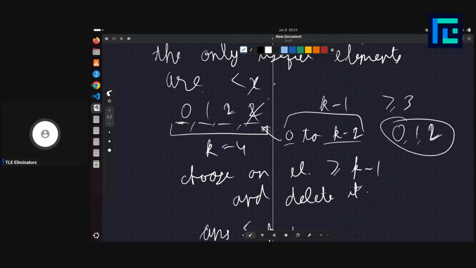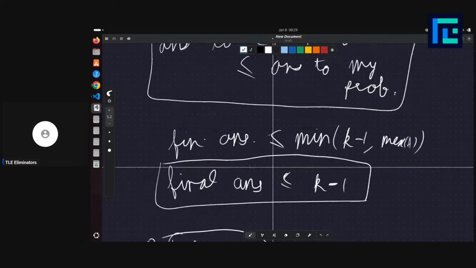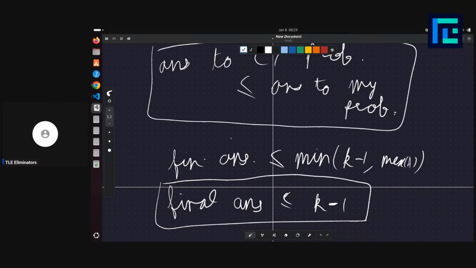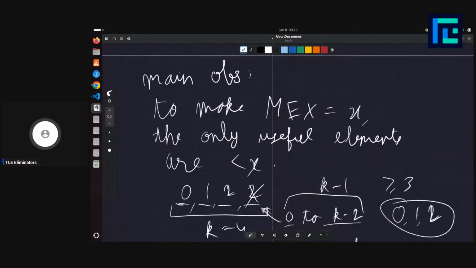You can simply delete the duplicate element and your max won't be affected because there is the other one which is controlling that, right? So that's how you can do the operations and ensure that your max is maximum possible. And finally, this would be your answer: min of k minus 1 comma max of a. Okay, that is the entire solution.